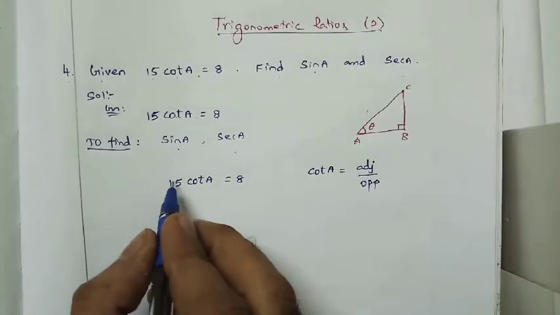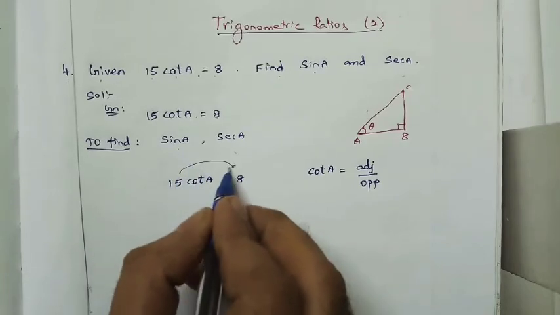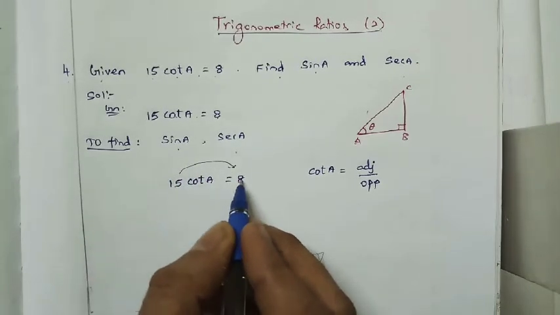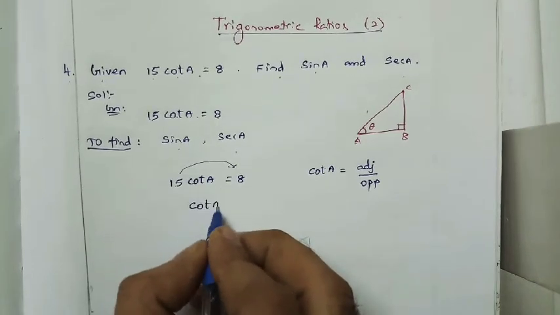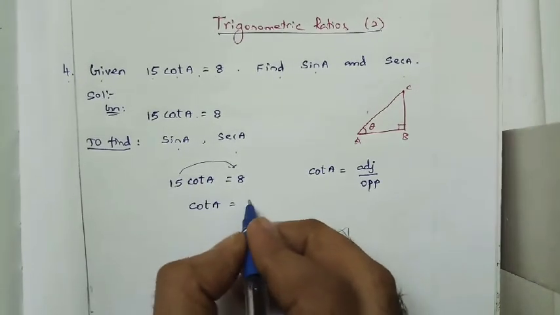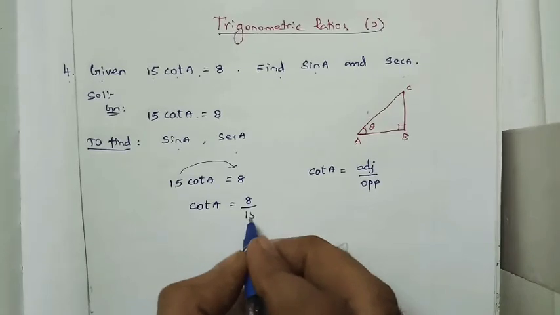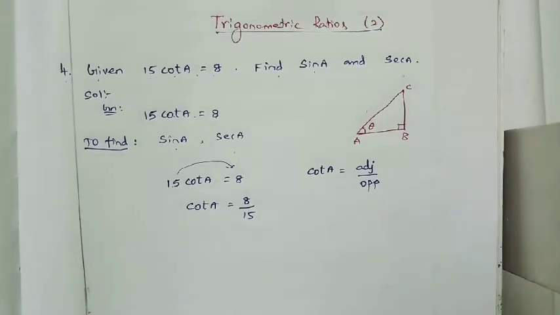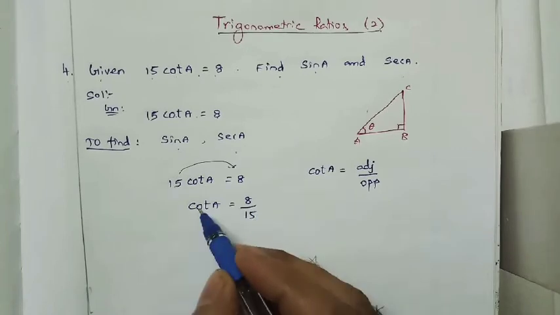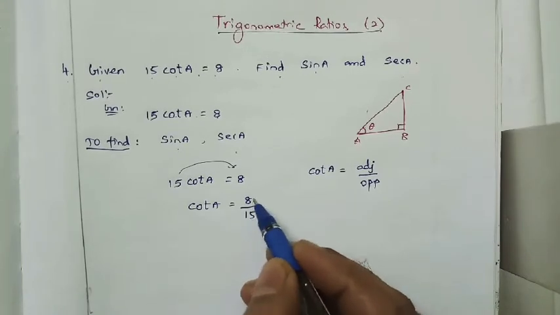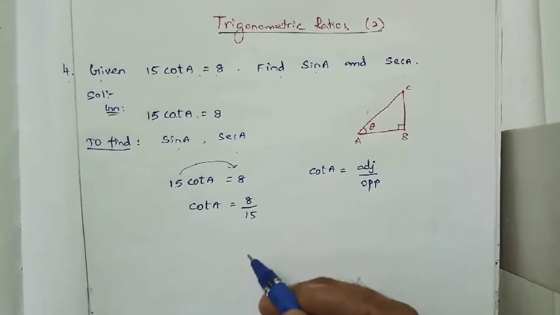So I'm taking that 15 to the RHS. Multiply becomes divide. 15 into cot A equal to 8, taking to the RHS it becomes divide. So cot A is equal to 8 divided by 15. I have written it in ratio format, not trigonometric ratio format: cot A is equal to 8 by 15 in the form of ratio.